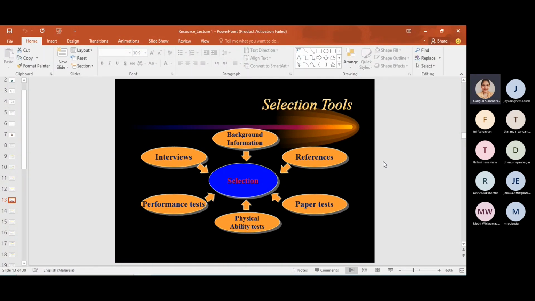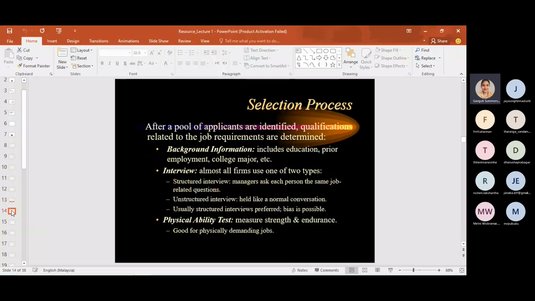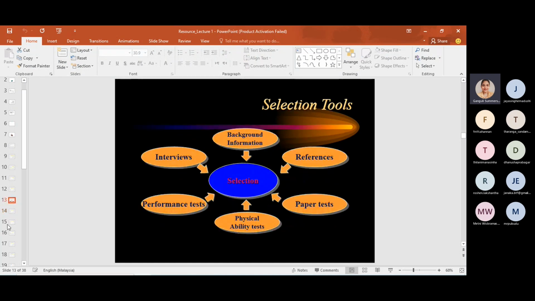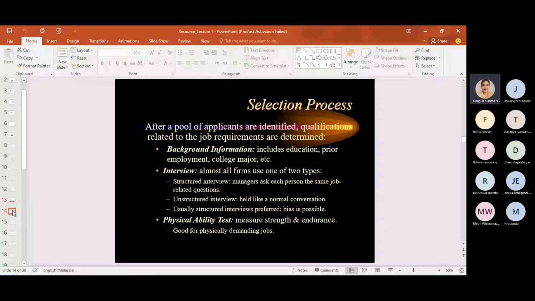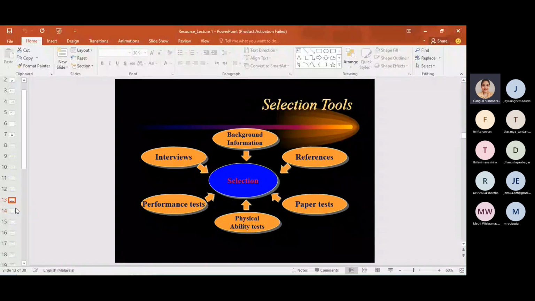All right. So paper tests, physical ability tests, performance tests, interviews. So these are selection tools. Selection tools means the tools that you can use to select people. So now we can discuss about these tools in detail. We can discuss about each tool in detail.